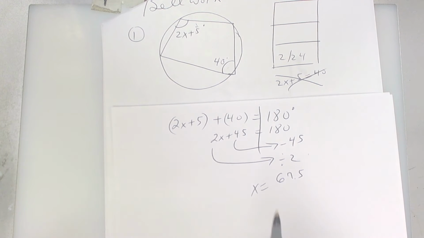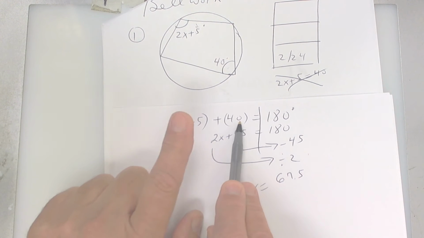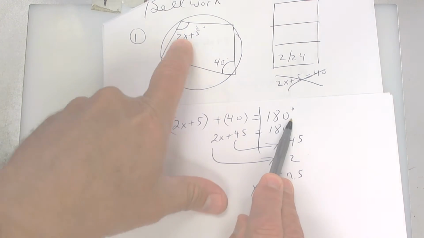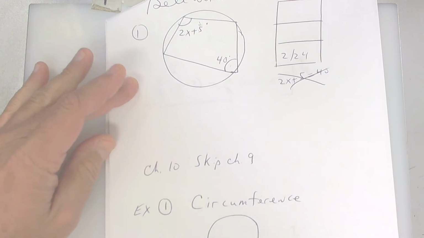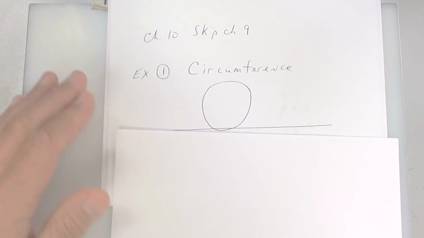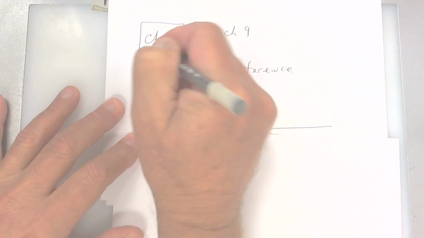Okay? Remember, they add up to 180. They are not equal to each other. There's no way that this big angle is equal to that little angle. All right, let's move on. We're skipping chapter 9. Now, there's a lot to learn in 10.1. Okay, so put chapter 10, and we're skipping 9.